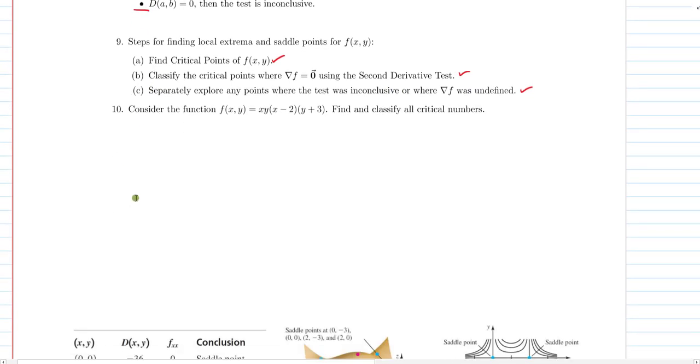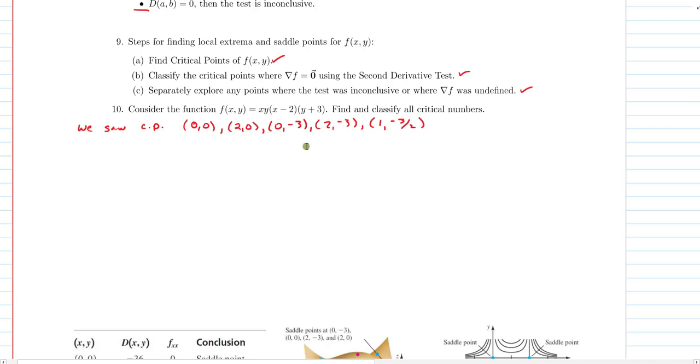Okay, so let's go back to our function that we were just looking at. We saw in a previous video that the critical numbers for this were the ordered pairs. Folks, and by the way, sometimes I accidentally call these critical numbers. That's a very bad habit I need to get out of. These are critical points, not critical numbers. And we found the critical points to be the ordered pairs (0, 0), (2, 0), (0, -3), (2, -3), and (1, -3/2). So those were the critical points that we saw in the previous video.